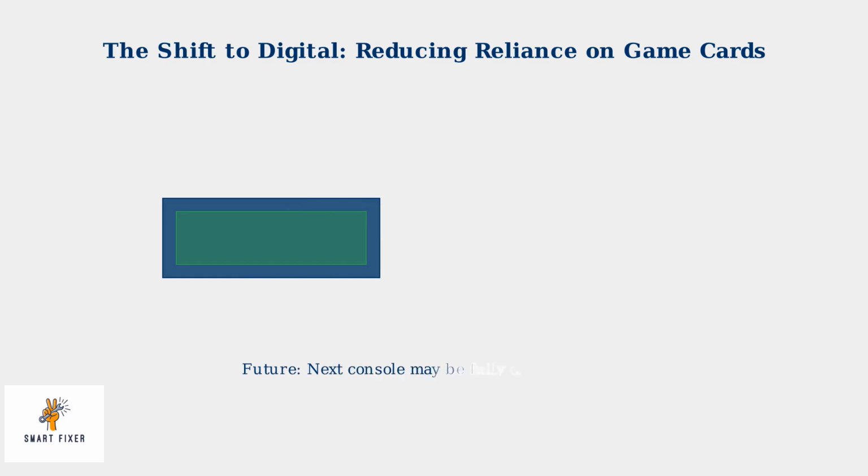The next Nintendo console may be fully digital-focused, further reducing reliance on physical media and the associated hardware issues. This evolution in gaming technology promises a more reliable and convenient experience for players worldwide. Experts from gaming outlets like IGN and The Verge emphasize the fixability of the game card not reading error with Nintendo's ongoing support and software patches.